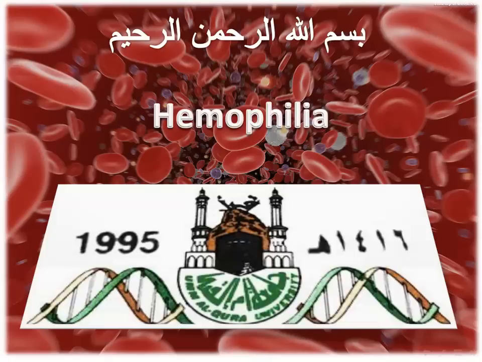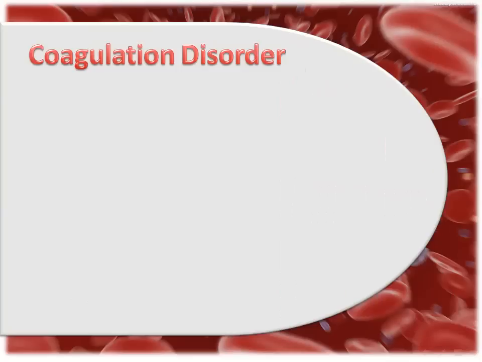Today we're going to talk about hemophilia. Before starting talking about hemophilia, we'll talk a little about coagulation disorders in general. Coagulation disorders may be acquired or inherited. The acquired disorders are much more common and they involve several coagulation factors, while the inherited disorders, like the hemophilia which we will talk about today, are less common and they involve only one coagulation factor at a time.